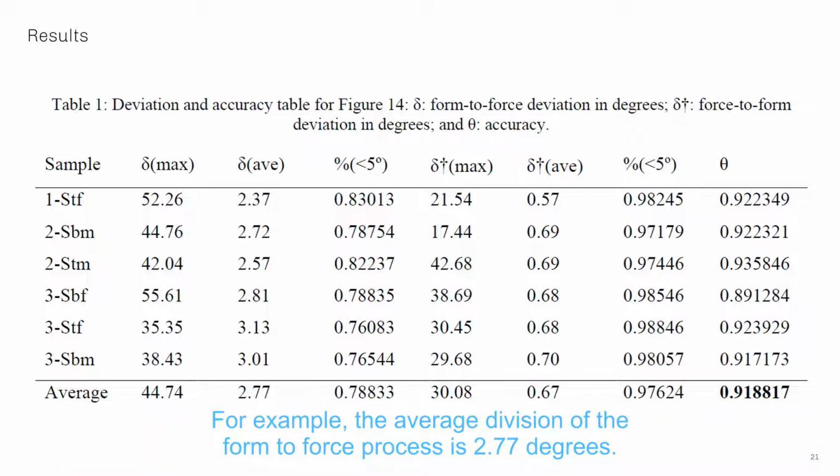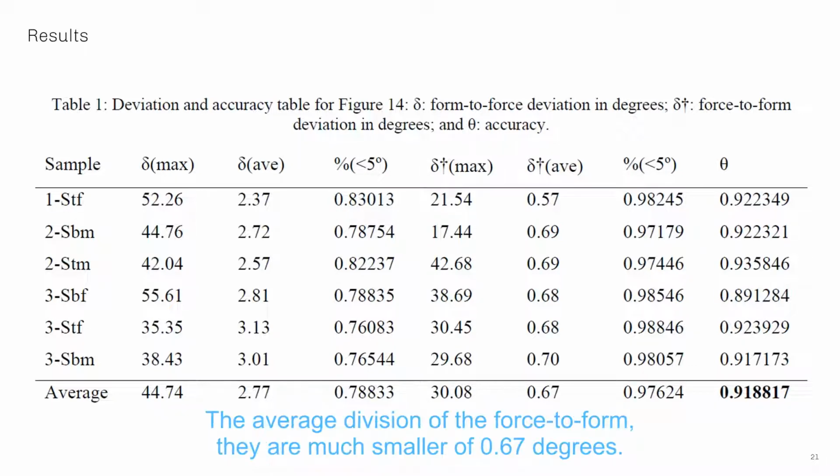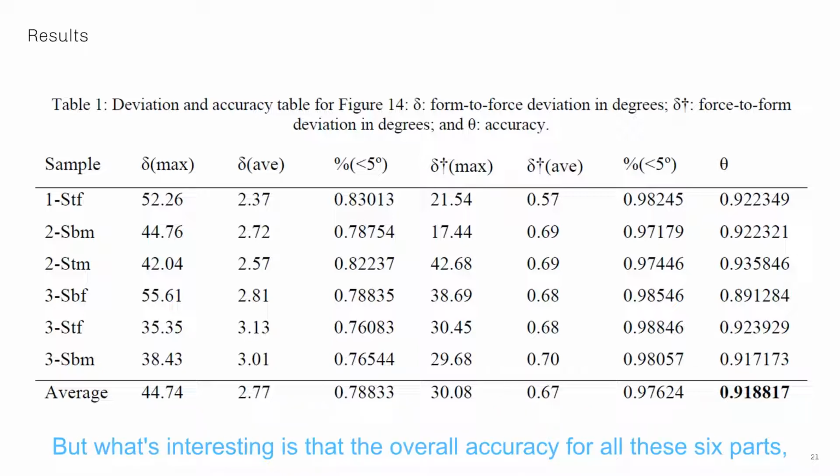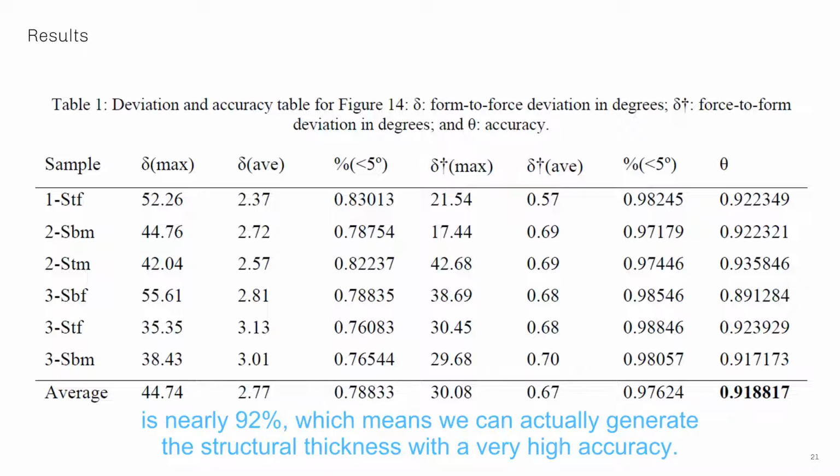For example, the average deviation of the form-to-force process is 2.77 degrees. The average deviation of the force-to-form process is much smaller, 0.67 degrees. But what's interesting is that the overall accuracy for all these 6 parts is nearly 92%, which means we can actually generate the structural sequence with a very high accuracy.